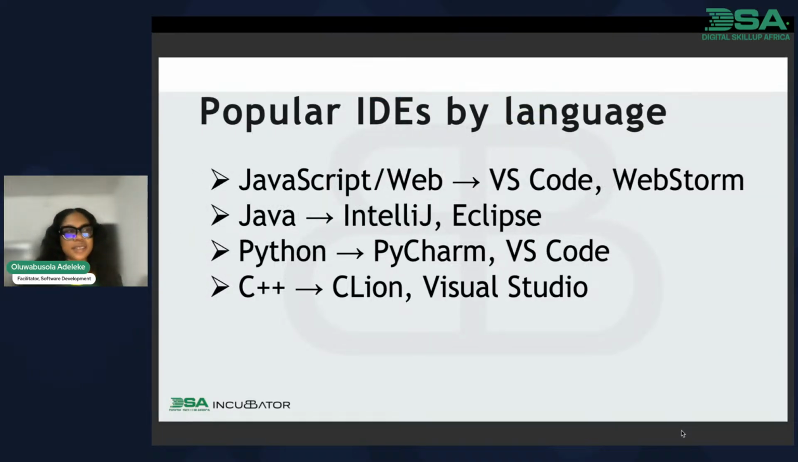Apart from these IDEs, we have so many IDEs by their languages. Take, for example, JavaScript. If you want to write JavaScript, or you want to write TypeScript, or you want to write any web application, most of the time you can use VS Code. You can also use WebStorm. Every IDE has its areas of specialization. IDE is Integrated Development Environment.